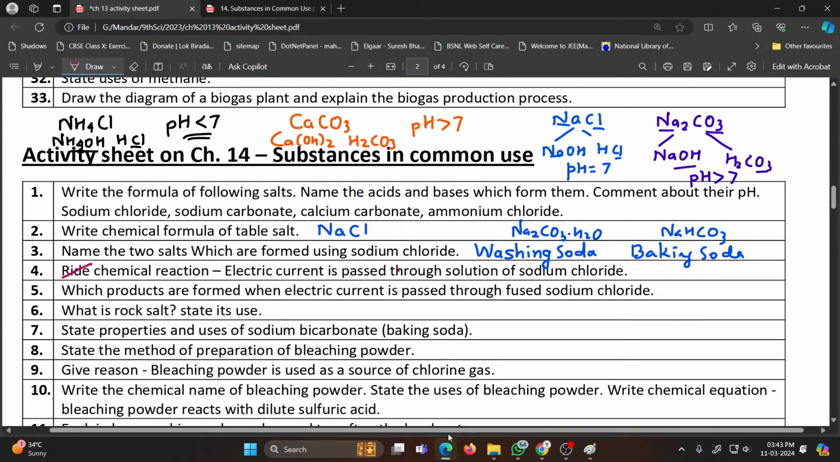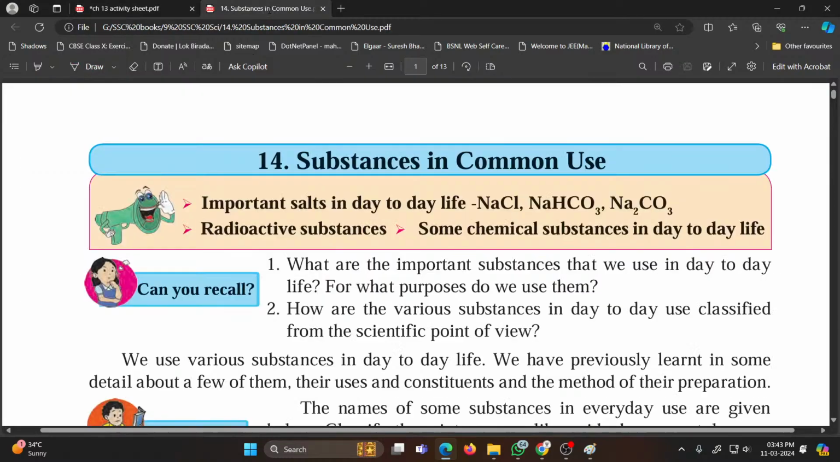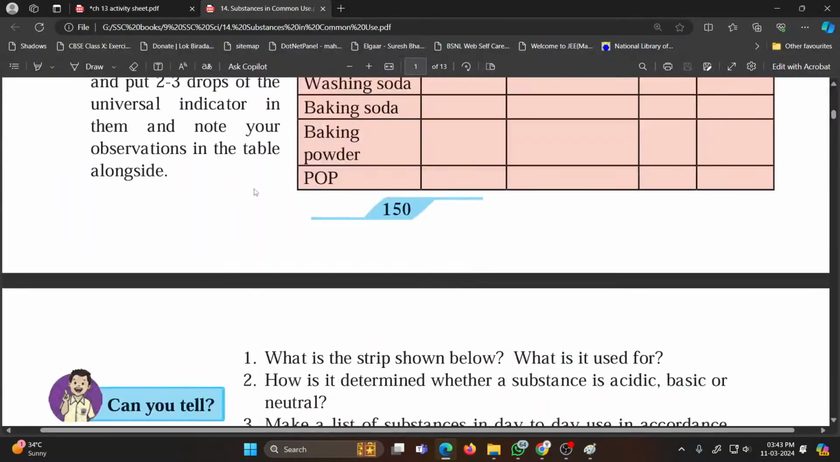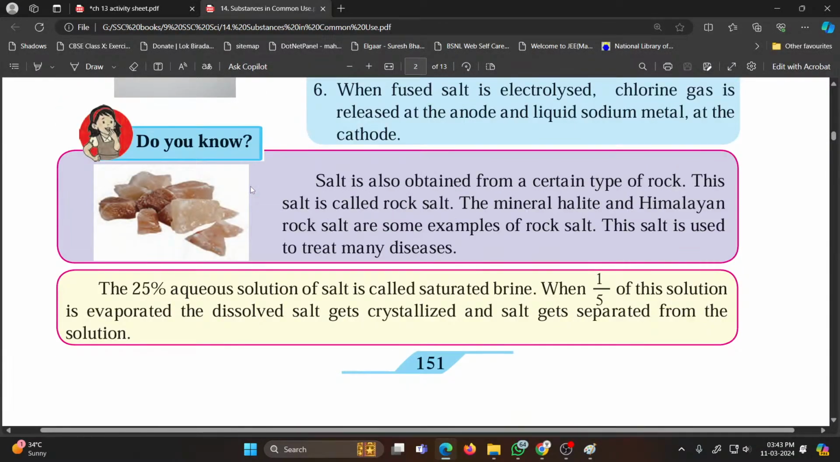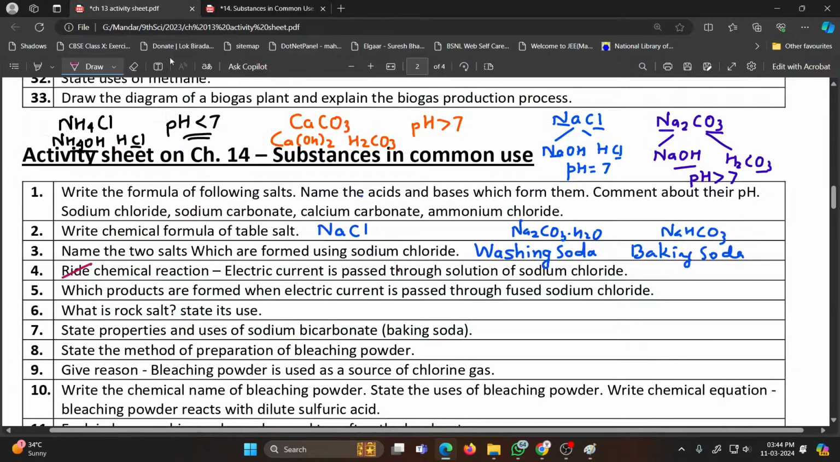Then what is rock salt, and state its use. Salt obtained from certain type of rock is called rock salt. Mineral halite and Himalayan rock salt are some examples of rock salt. It is used to treat many diseases. So main constituent of this rock salt is NaCl only, but instead of deriving it from the sea, it is found in certain type of rocks. So that is rock salt.